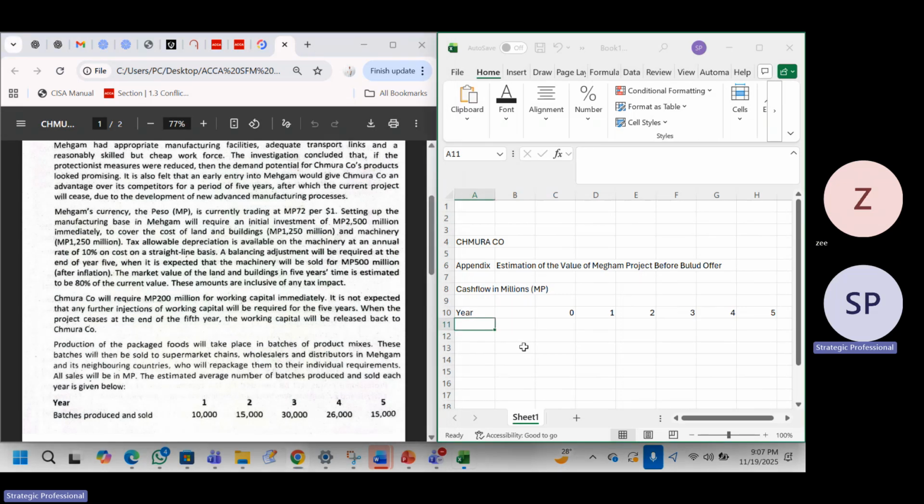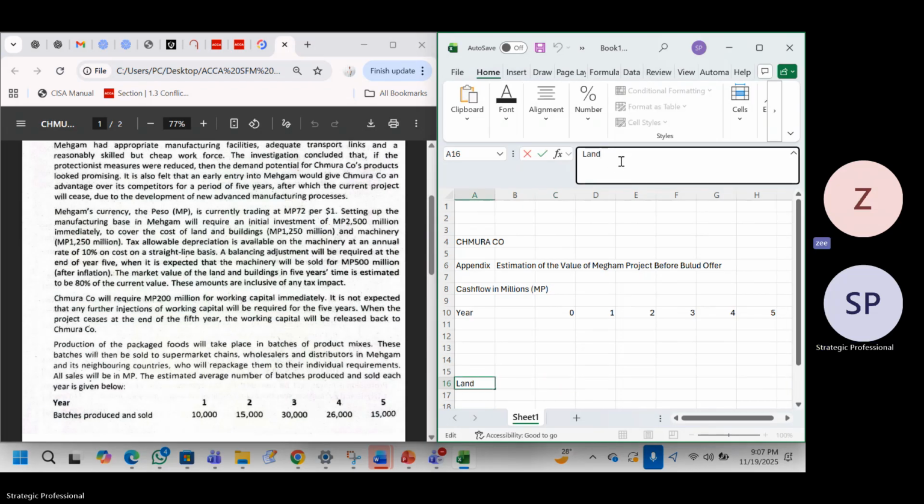Then they told us that to cover the cost of land and building, which is MP 2,500. Because I use Excel and I'm not writing, I can start plugging straight. So land, right? What do I need? You will be talking so that I'll know that you're following me. Land is what? I know both of them is 2.5. What is land? Land is 1,250.